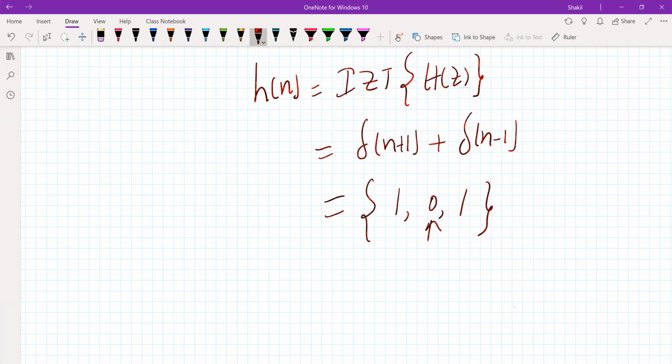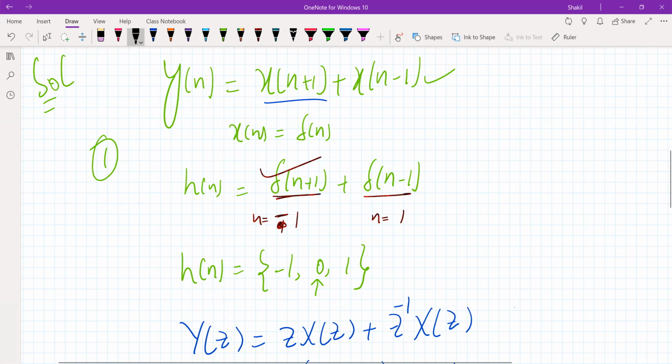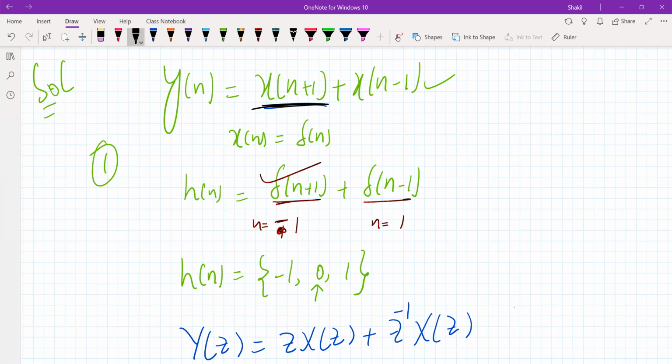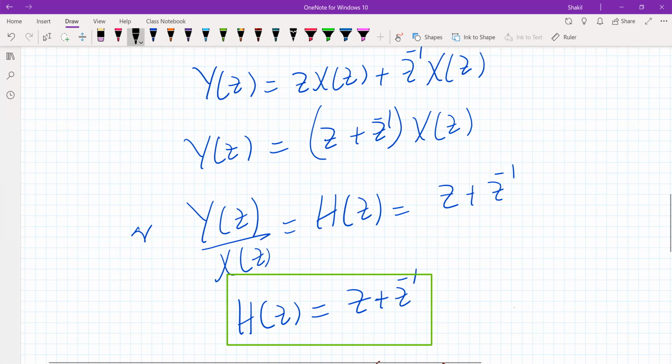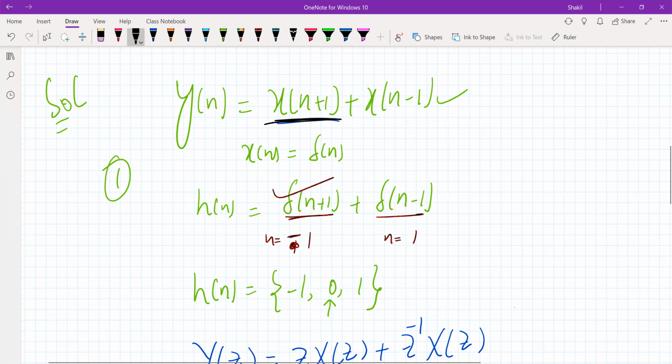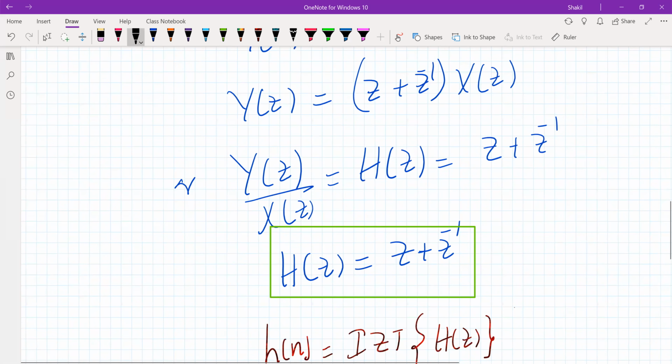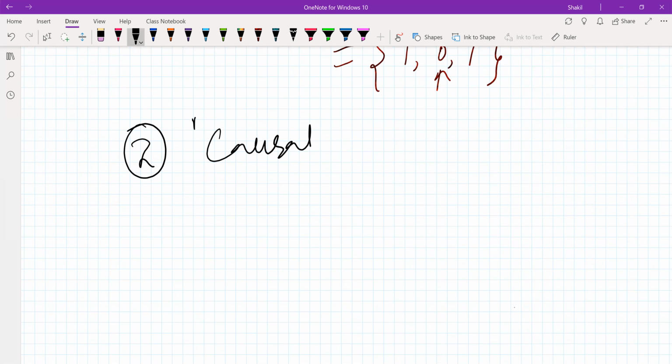So this is the impulse response of this system, right? This is the first part. Now the second question it asks is: is this system causal? Have a look at this. No, it depends upon the future value of the input. The present value of the output depends upon the future value of the input. So this is a non-causal system.